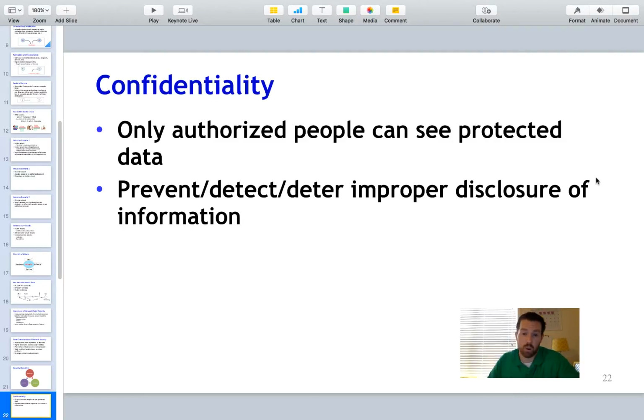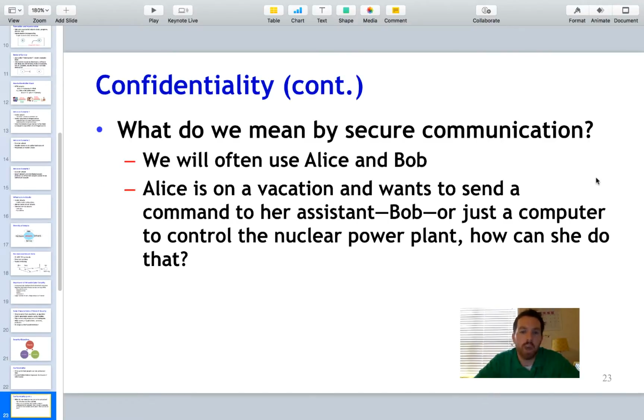We have something that's called a flat network. Everybody in HR can access everything in accounting. Everybody in accounting and HR can access everything at the police department, if it's UNCC or something like that. So having those departments segmented, and only people within that segment can actually authorize and use those systems. So you want to prevent, detect, and deter improper disclosure of information. So keeping all that stuff confidential.